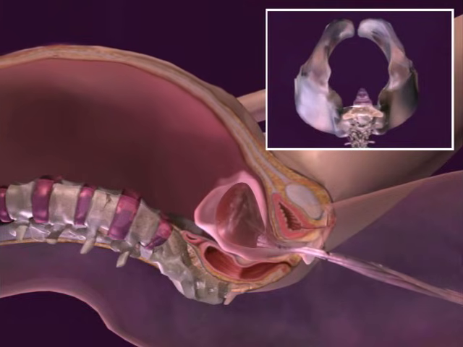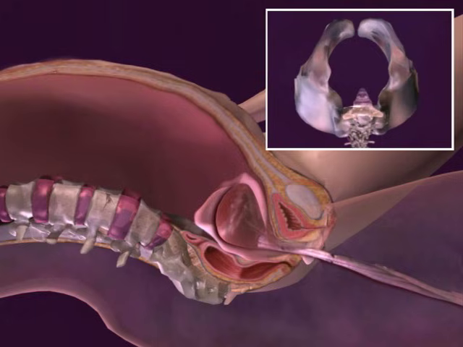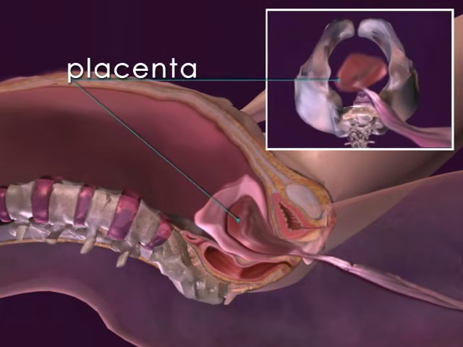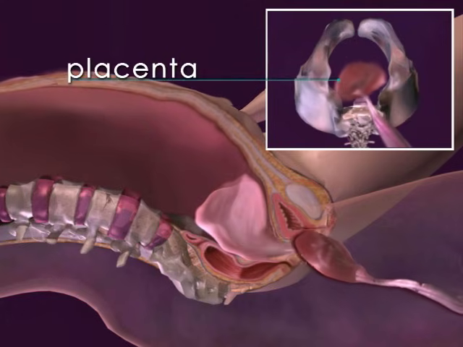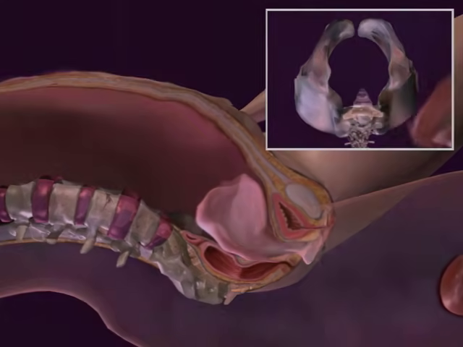The birth process is almost over, but not quite. After the baby is delivered, the placenta is released from the uterus and passes out through the vagina.